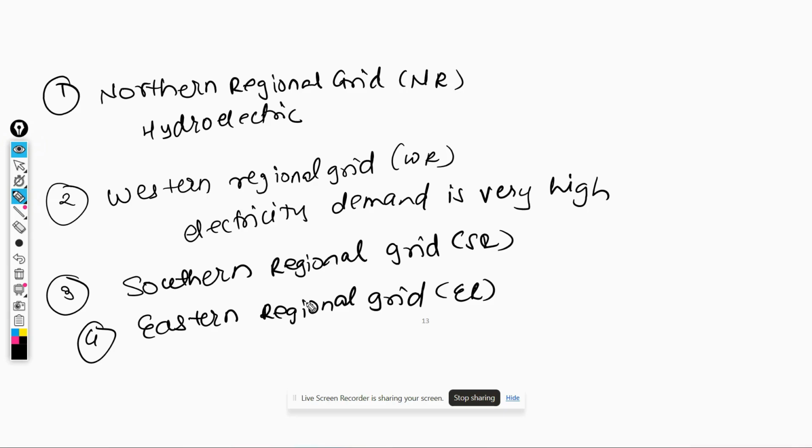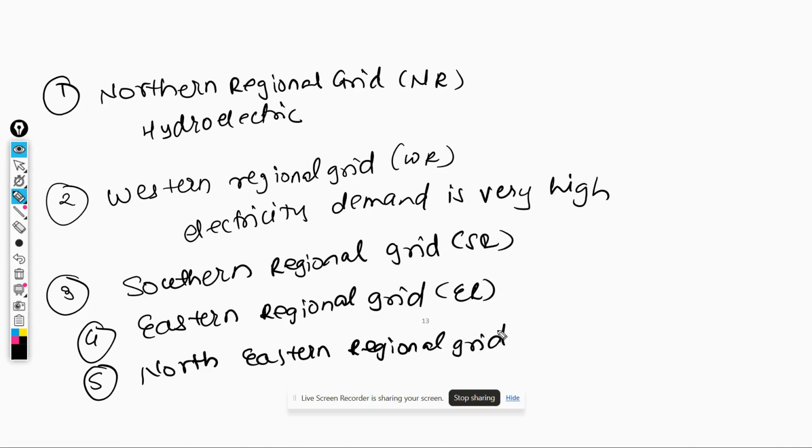And the last regional grid was the Northeastern Regional Grid. The Northeastern Regional Grid includes Assam, Meghalaya, Tripura, Manipur, Mizoram, Nagaland, and Arunachal Pradesh. This region has abundant rivers, making hydroelectric power an important energy resource.